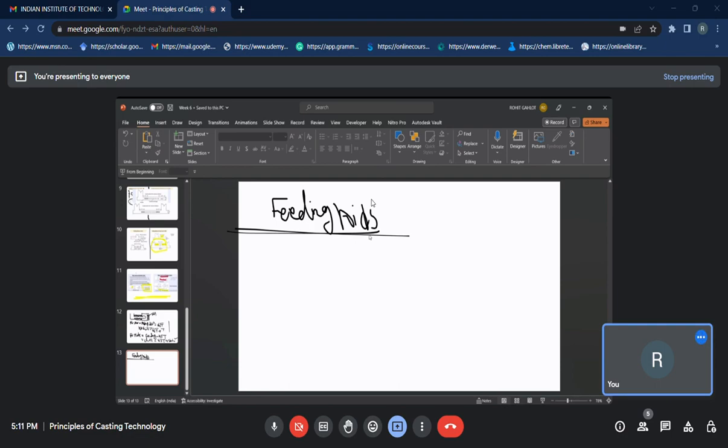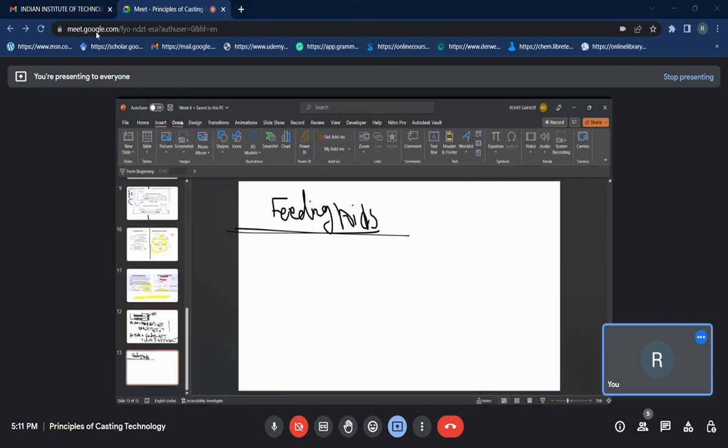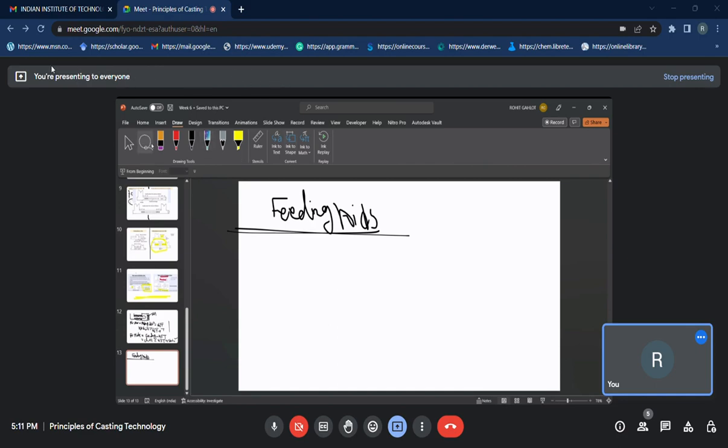And further, by reducing the rate of heat transfer between the riser and the mold, there is an increase in the effective modulus of the riser when compared with the geometric modulus of the riser. Okay, so this was the thing. Then let's do one or two problems on the feeding distance.